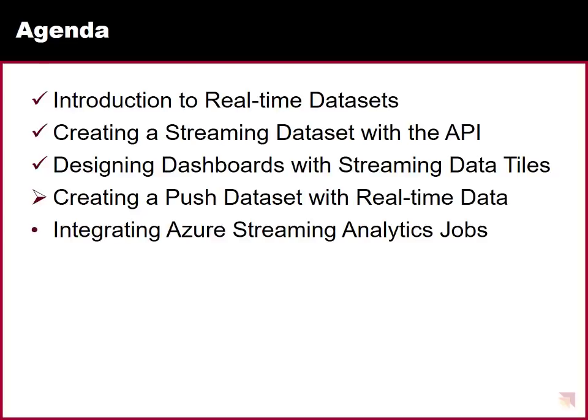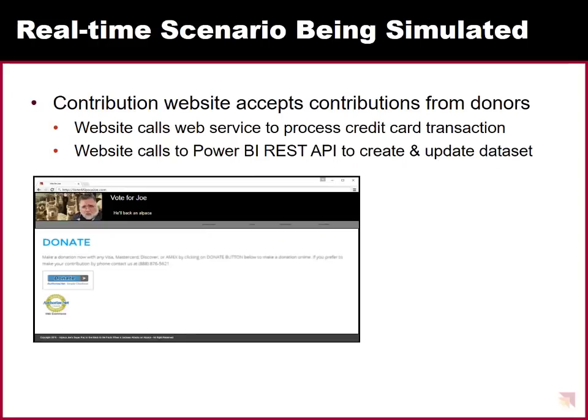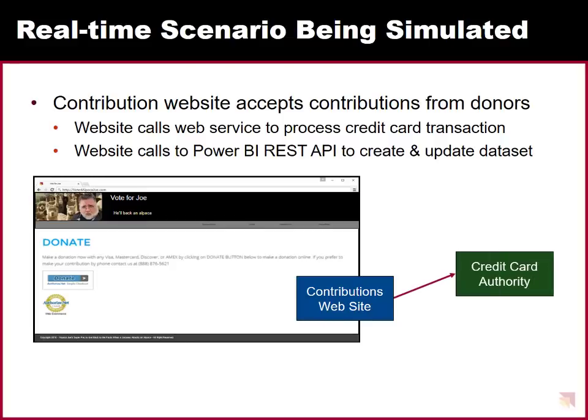So now with the push data set, what is the scenario that we're simulating here? Imagine we have a website and we're trying to raise campaign contributions in very short order. Maybe we have a 12-hour period or something like that. So the idea is we have developers who have written code in the contributions website, and as someone makes a contribution, they take their credit card, they call into a web service for the credit card authority to charge their credit card, and then they call into the Power BI service to push rows to update a real-time dashboard.